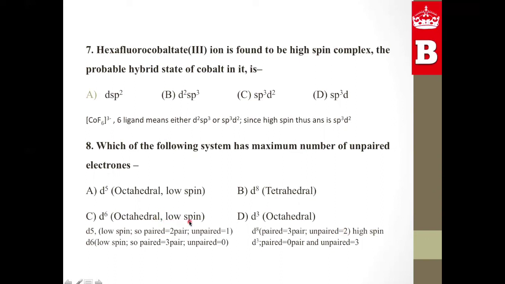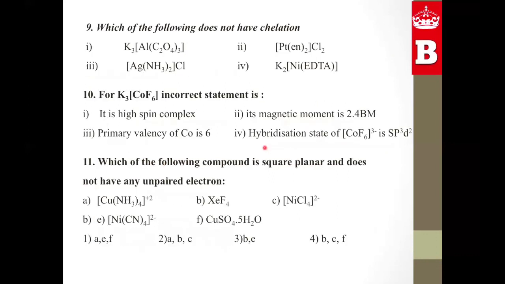Octahedral, low spin, same configuration. See it like this: it is d2sp3, so it is d6. So d6 means 3 paired electrons, no unpaired electron. So it will be 0. And if it is d3, undoubtedly this one is the correct option. Sometimes questions may be asked as which of the following systems has the maximum number. Here they can ask the minimum number. But otherwise everything remains almost as it is.